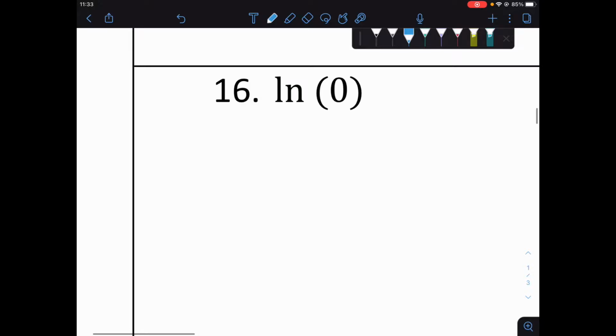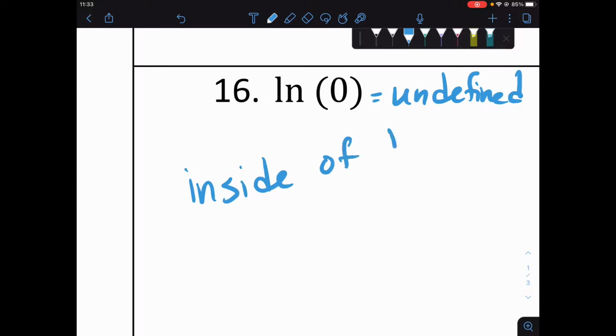Number 16, natural log of 0. Hopefully you also got this one fast. This is undefined, right? Inside of a log must be positive.